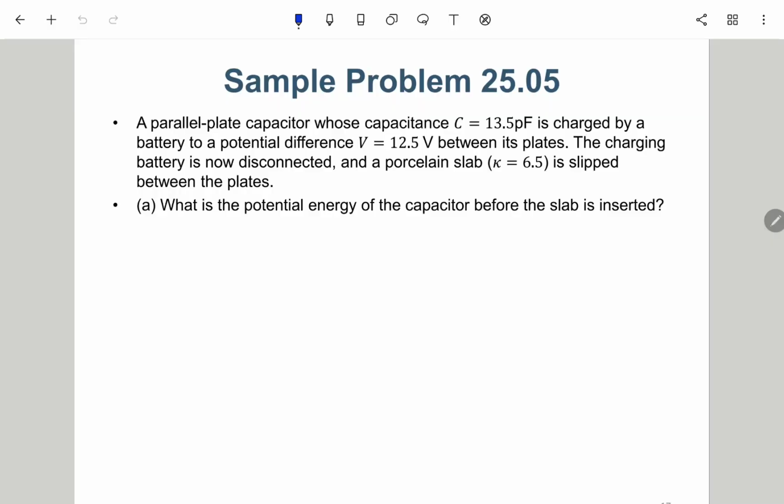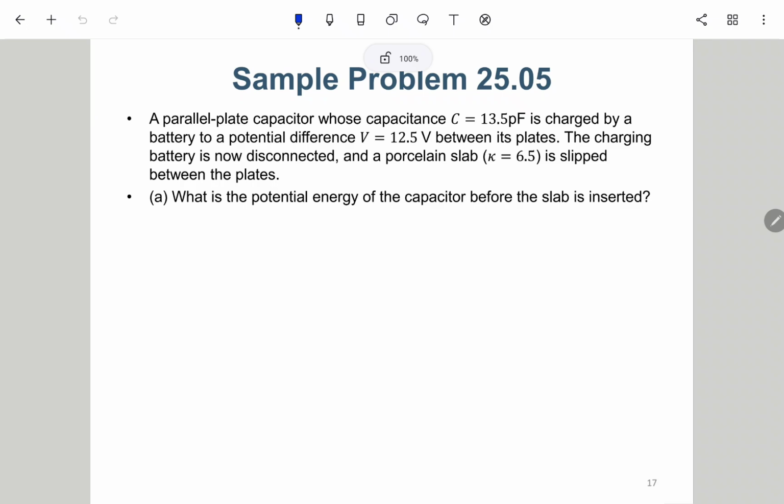Okay, so here is a sample problem. A parallel plate capacitor whose capacitance C equals 13.5 picofarad is charged by a battery to a potential difference. I forgot to mention the SI unit of capacitance is the farad, F-A-R-A-D, with a capital F. It's charged by a battery to a potential difference V between these plates.